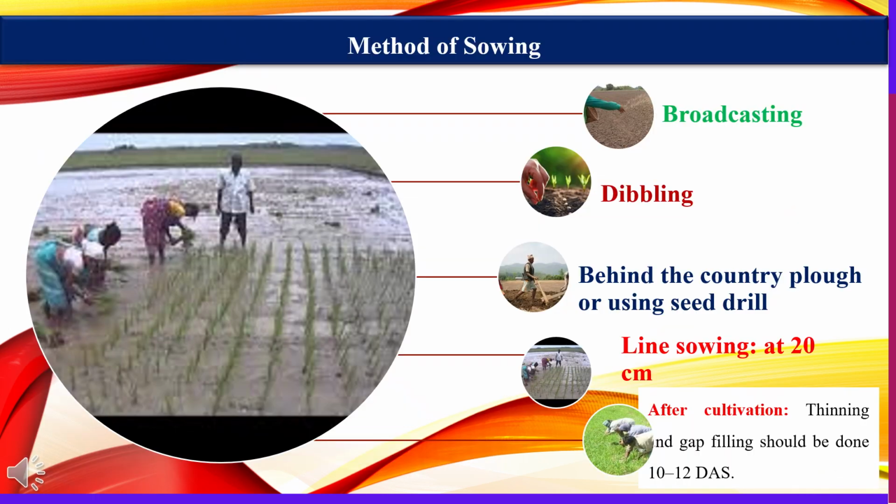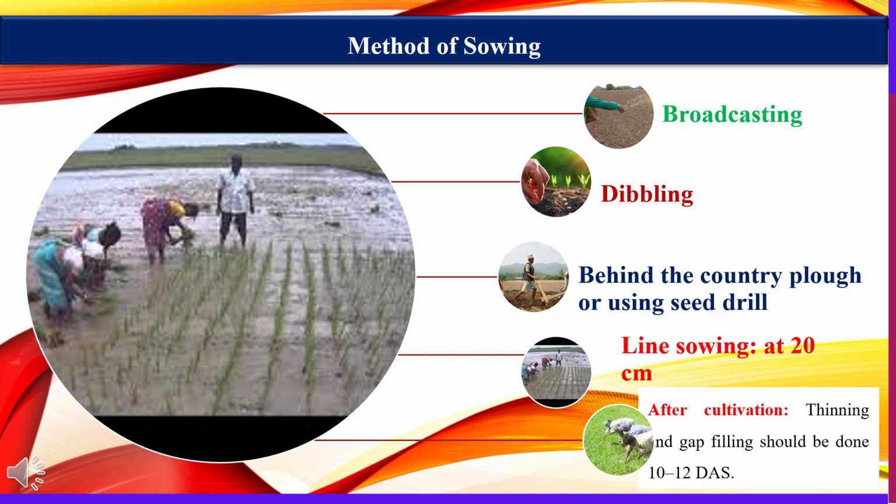In upland paddy cultivation, several sowing methods are used depending on resources and field conditions. Broadcasting involves scattering seeds evenly over a well-prepared seedbed, requiring later thinning for uniform spacing. Dibbling places seeds directly into small holes at regular intervals, ensuring better plant spacing and seed-soil contact. Sowing behind the country plow or using a seed drill allows seeds to be dropped into shallow furrows, often in continuous lines. Line sowing, done at about 20 cm row spacing, facilitates easier weeding and better aeration.